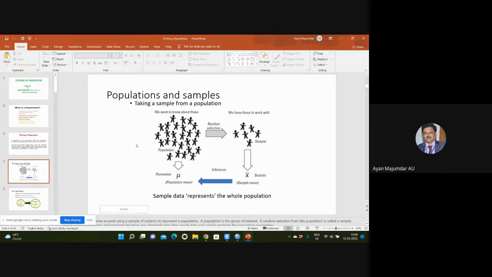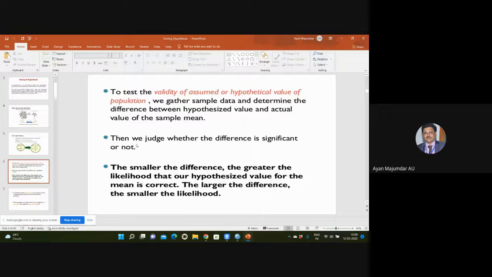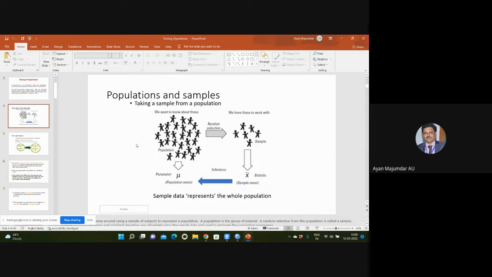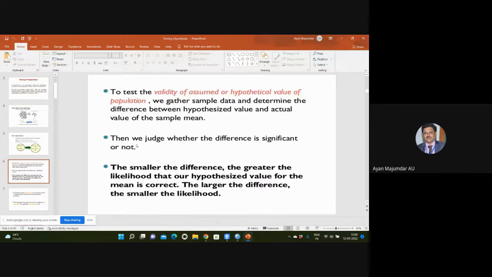So from that population, we will draw a sample, we will test on the sample, and we will try to comment on the population. We will try to see whether the hypothesis that we have developed holds good or not. That is what is to be done through testing of hypothesis. When we are to test the hypothesis, we have said we will collect the sample data from the population.